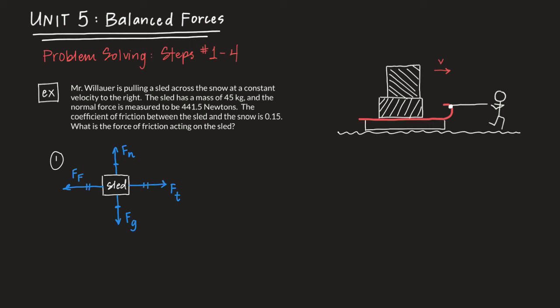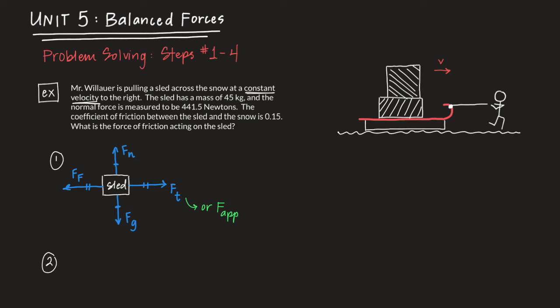Pulling to the left, opposite the motion, we know the force of friction and the force of tension have to be equal and opposite. You could also argue that that force pulling to the right is not tension, it's applied force because Mr. Willauer is doing it, and that's fine too. Either one is acceptable, the tension or the applied force.